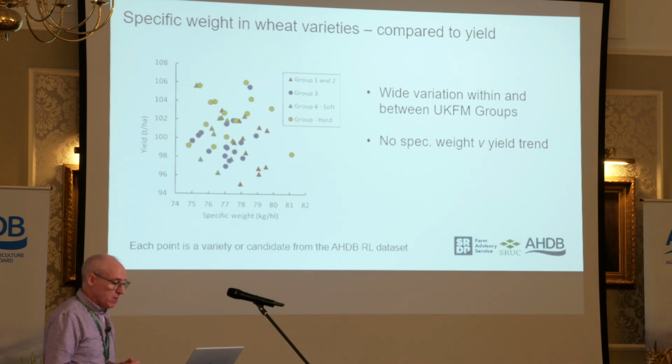Just finishing then, specific weight and yield here. Look at this afterwards in a little bit more detail. It just shows there's variation among the different quality groups, and the encouragement is we're moving in the right direction with the new varieties to the top right for yield and specific weight.